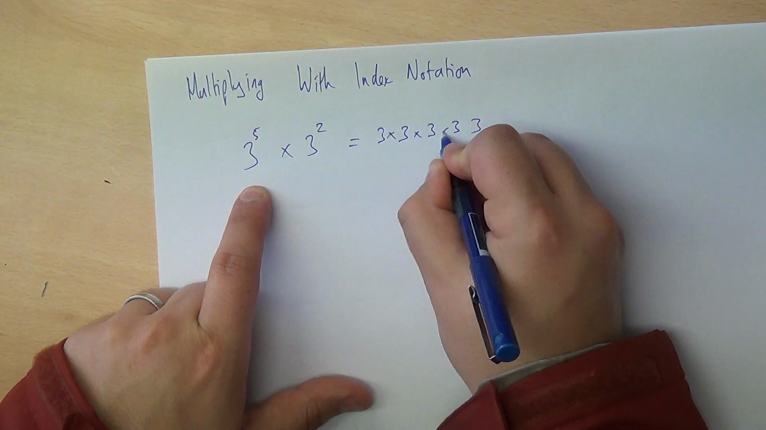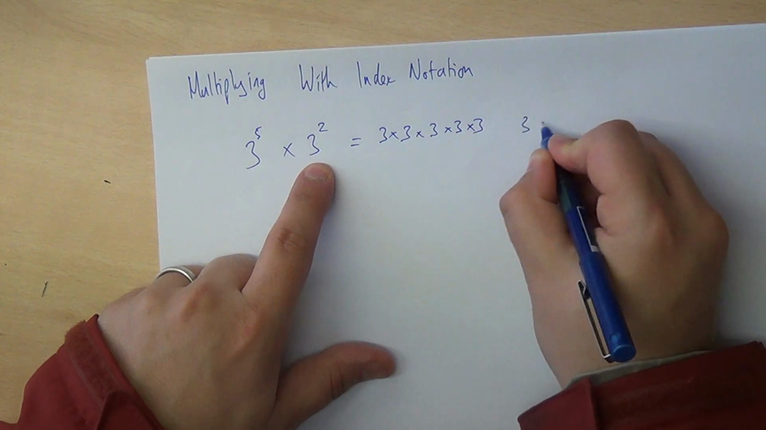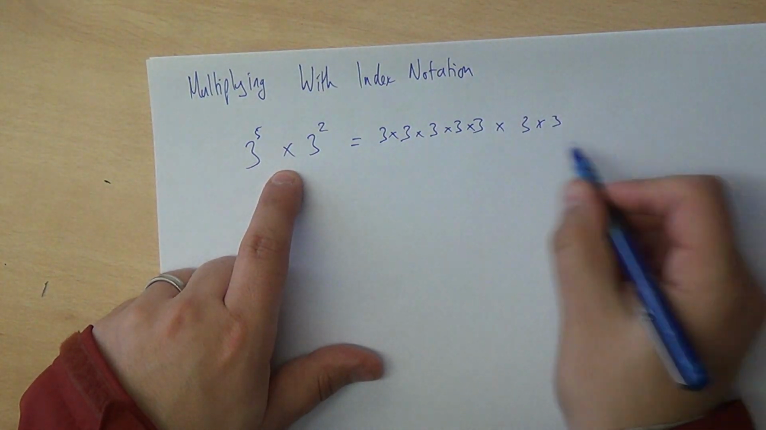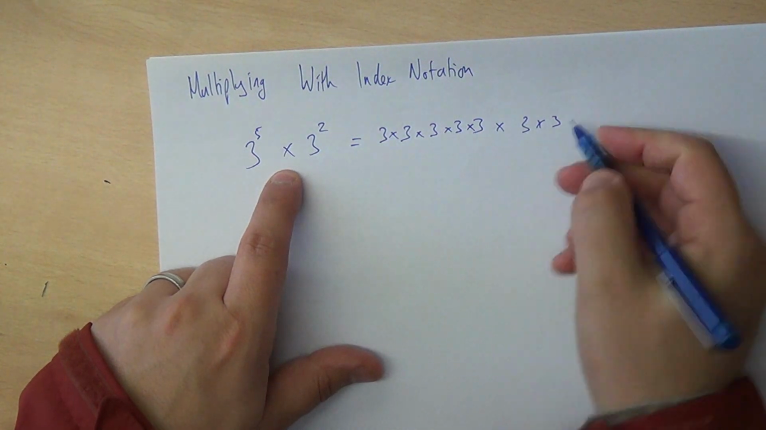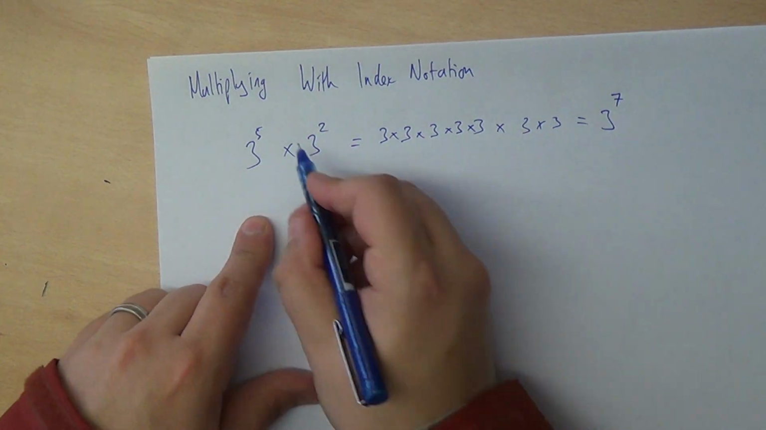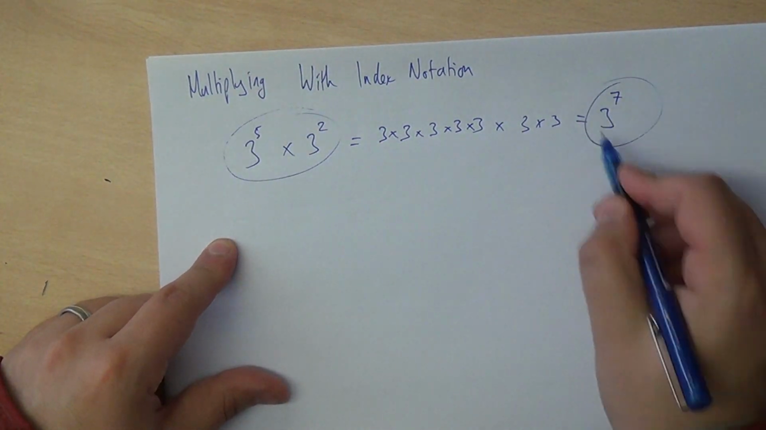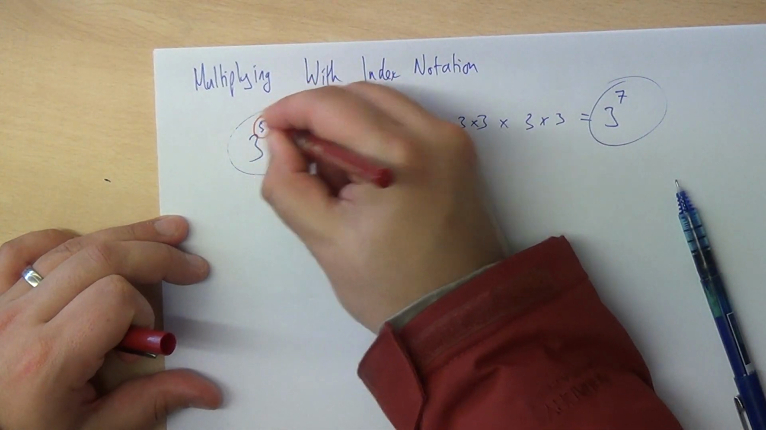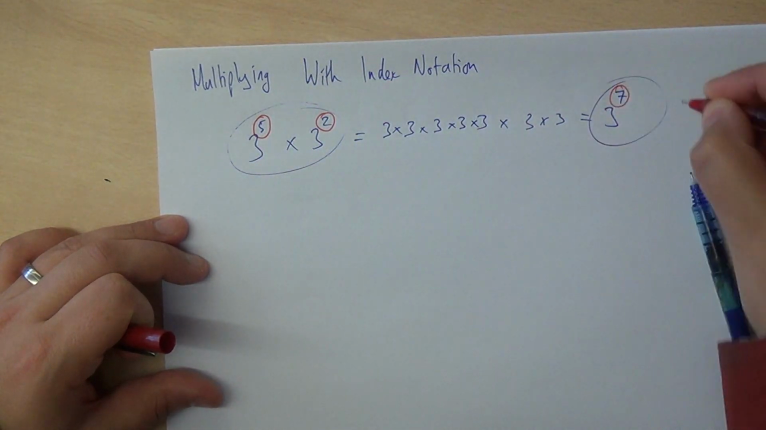3 to the 5 is a bunch of them multiplied together, and 3 squared is a bunch of them multiplied together. And we're also multiplying these. Now in that row, we've got 7 of them. So that's the same as 3 to the power of 7, which means we've simplified this expression into this expression. And the thing we want to spot is there a cunning rule that gets us from there to there?